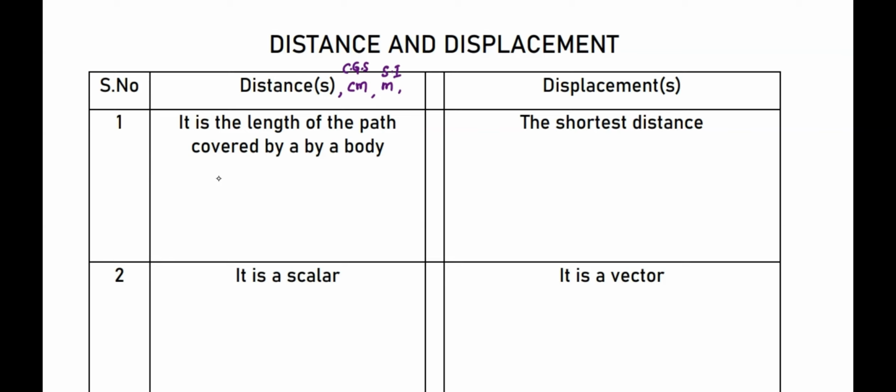Generally, the distance is measured in terms of centimeter in CGS system and meter in SI system. In the same way, the displacement is denoted with S bar. What is this bar? In the next point we will discuss. And it is also measured in terms of centimeter in CGS system and meter in SI system.